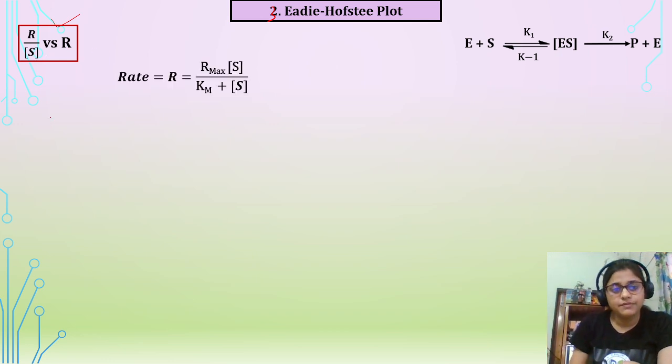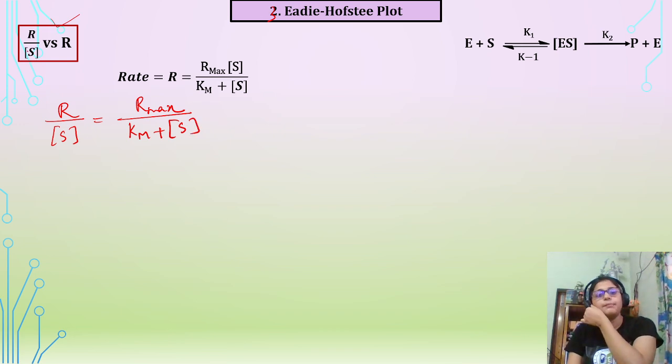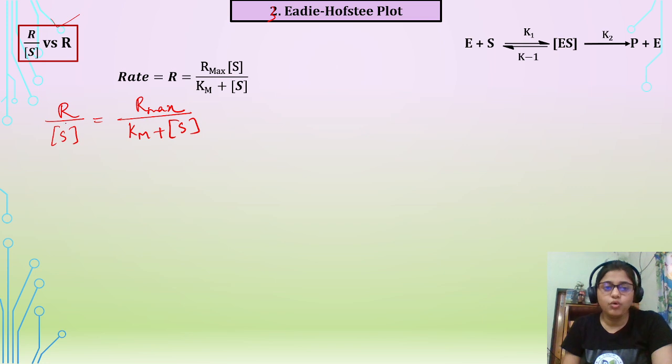Again, we have to derive. Now what can we do? We can take R by S, right? So R is here, and I am taking S here. Okay. So what will it be now? Rmax by Km into S, Km plus S, right? But we have to plot R by S versus R. Here no R value is there, right? No R value we can see on this side, so that we can compare with y equals mx or y equals mx plus c. We can't do anything here. So just multiply these two. Okay.